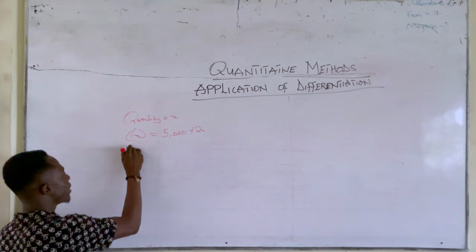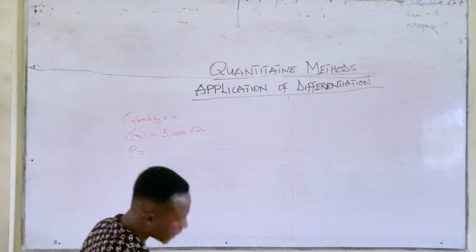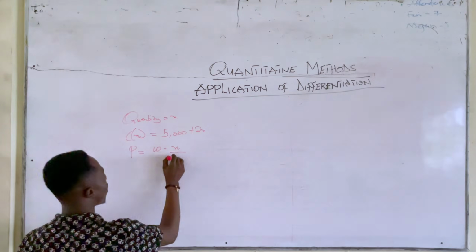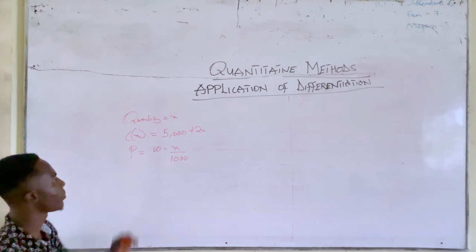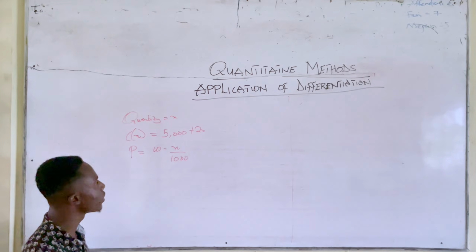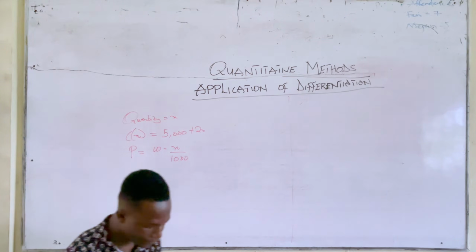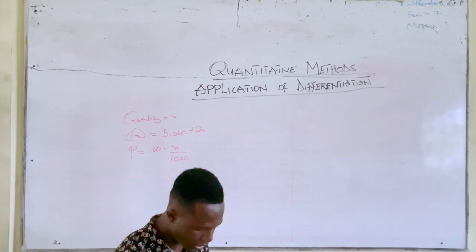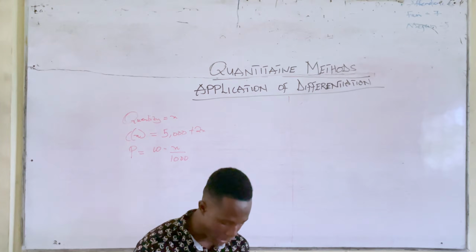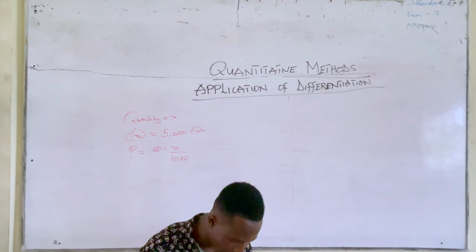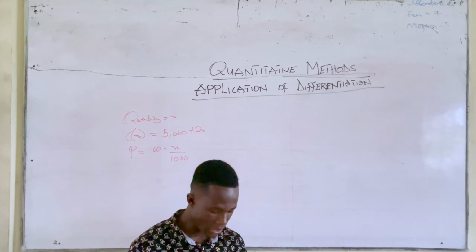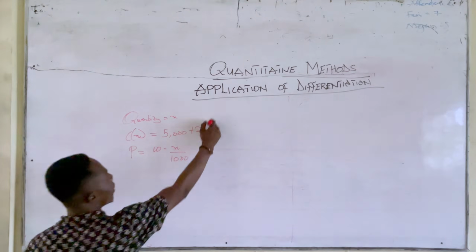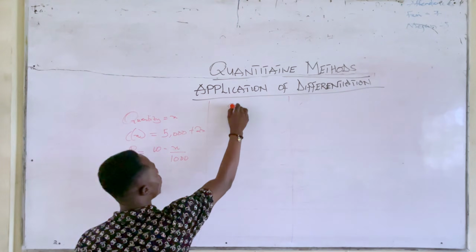Then we were given the price function. That is 10 minus x over 1,000. Okay, there's the price function. So now we have to calculate the maximum revenue, the maximum profit, the production level that will realize the maximum profit, and the price that the company should charge for each radio. And so it's very simple. Let's look at how to solve it.